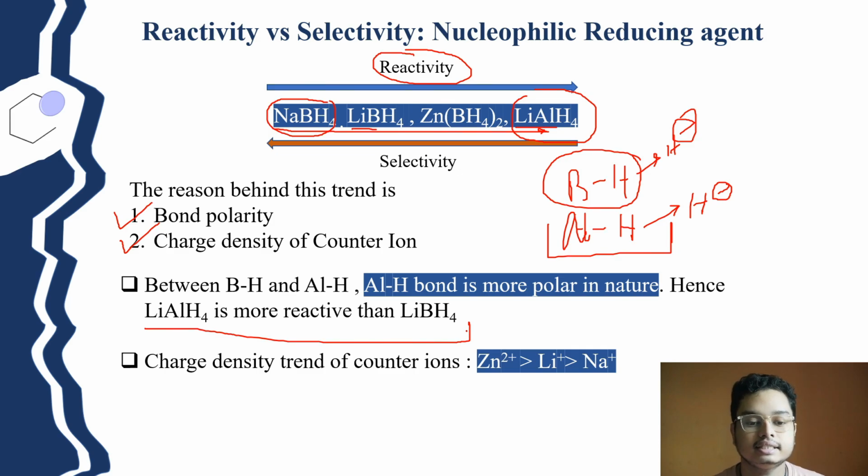And the second thing is the charge density of the counter ion. The more charge on a particular ion, the higher the charge density, obviously. So zinc, having a +2 charge, has the higher charge density. Now between sodium and lithium, both have +1 charge, but lithium has a smaller radius, and due to the smaller radius, the charge density of lithium is much higher than sodium.